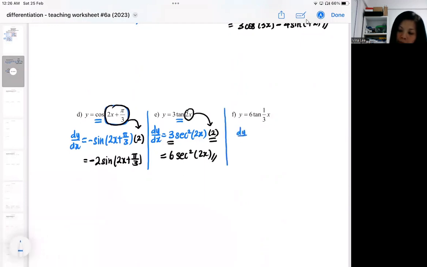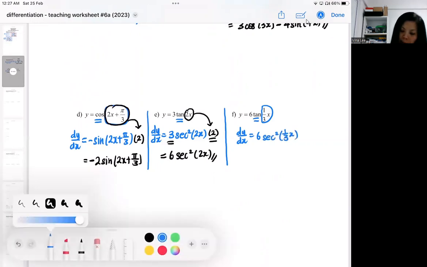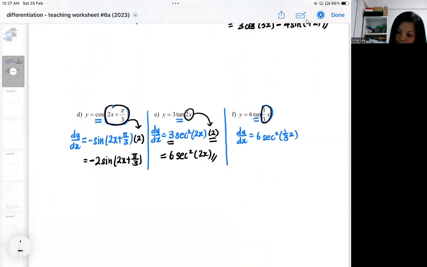Same thing here. If there is a 6, leave it alone. So this is tangent 1/3 x. That will give you secant square 1/3 x. Then you differentiate the angle. So the 1/3 goes to the 6. It doesn't go to the angle. So 1/3 times 6 will be a 2.